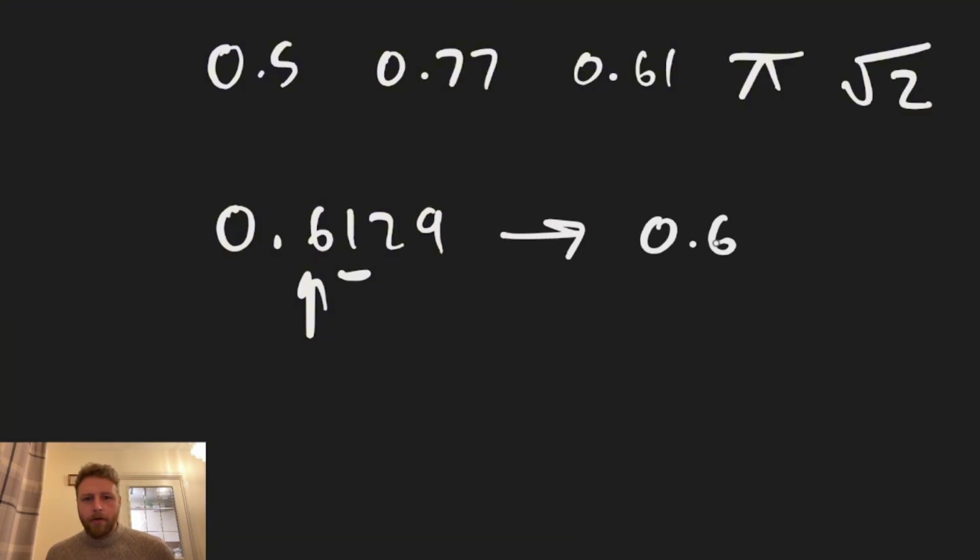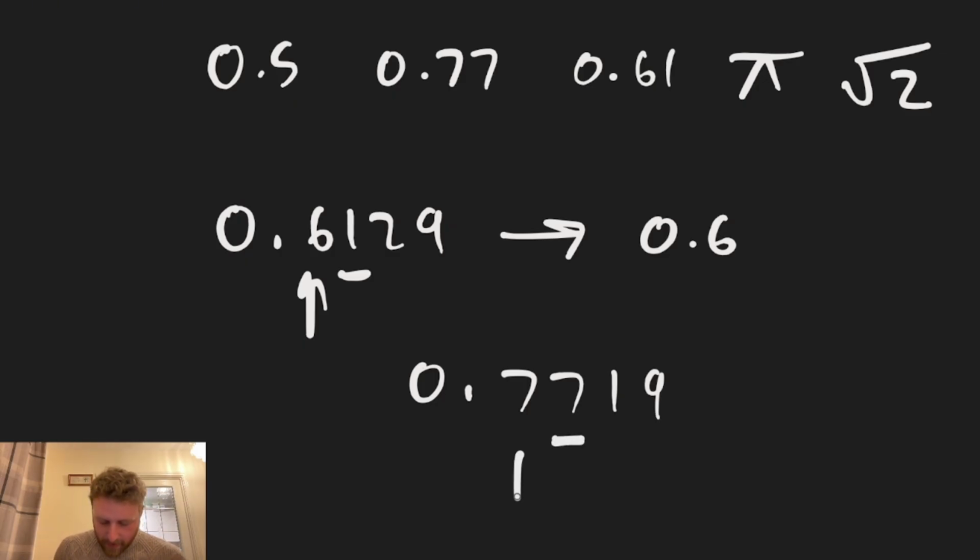Let's just try one more number. So in this case, let's go 0.7719, and we'll round this to the nearest tenth again. So in this case, just the same thing. Look at this number. This is our tenths column. Look at the next number, and we can see in this case it rounds up. So we just get 0.8.